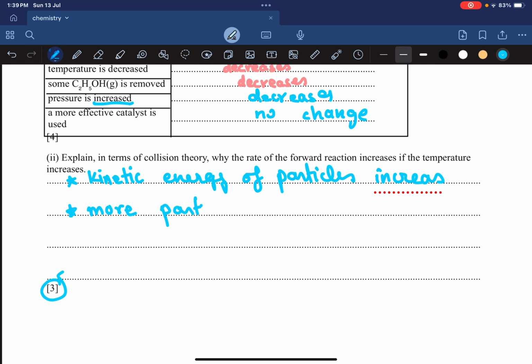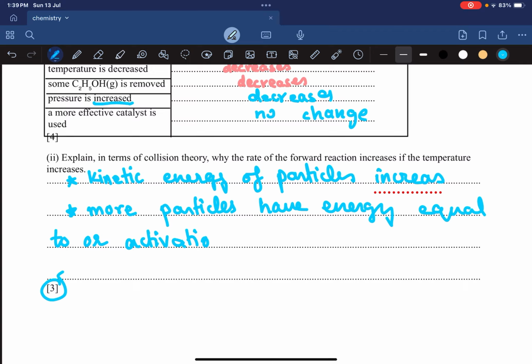This is an important line in order to gain these 3 marks. This is a very important line which many people forget. More particles have energy equal to or greater than activation energy. Equal to, because you need the activation energy in order to react, in order to collide with enough energy that you can make the product. Sometimes there are collisions, but product is not formed. It's not that every time 2 reactants collide, product will form. No, only if the reactants collide with enough energy that is equal to or greater than the activation energy, only then is the product going to be formed. So more particles have energy equal to or greater than activation energy.